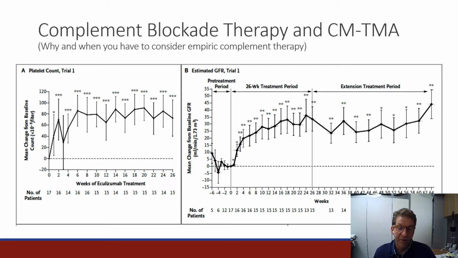These are data from the very first licensing studies for eculizumab. It's important to show that very early on, in the first couple of weeks of therapy, you see resolution of the thrombocytopenia, followed on a more delayed basis by improvement in the glomerular filtration rate. But even after the initial study period of 24 to 26 weeks, you see continued improvement during this extension period. So this is really reflecting continued blockade of complement and allowing more time for recovery of kidney function.